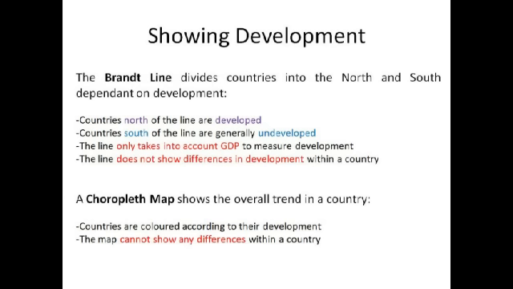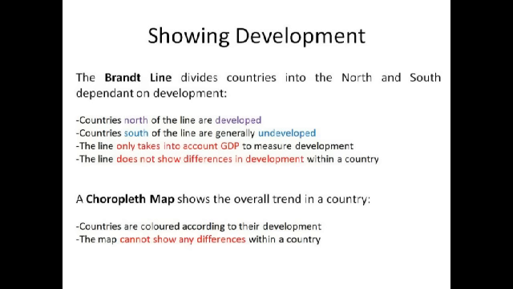There's two main ways that geographers show development, the Brandt line and the choropleth map. The Brandt line divides countries into north and south dependent on development. It's a sort of curvy line. I think it goes under Australia, so that Australia is north of the line, and countries north of the line are developed and countries south of the line are generally underdeveloped. And the line only takes into account GDP to measure development and doesn't show differences in development within a country, so many people think it's quite inaccurate.